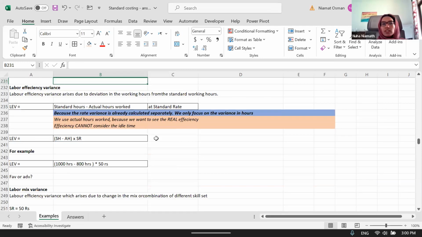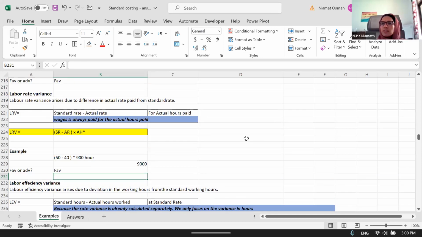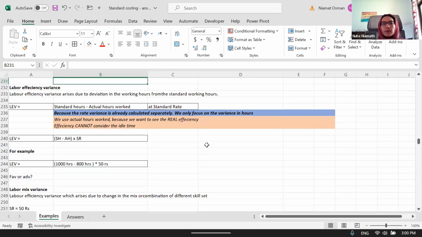Now coming to labor efficiency variance, similar to material usage variance. Is it clear here, guys? Rate variance, similar to price variance. Okay, perfect. Now, labor efficiency variance arises due to deviation in working hours from the standard working hours. So how much you should have worked versus how much you have actually worked. Here we will not take paid, we will take worked, because we are talking about efficiency. If he was sleeping for 2 hours, we need to know he was sleeping for 2 hours. We will not consider those 2 hours as worked because we are looking at efficiency, how much you have utilized.